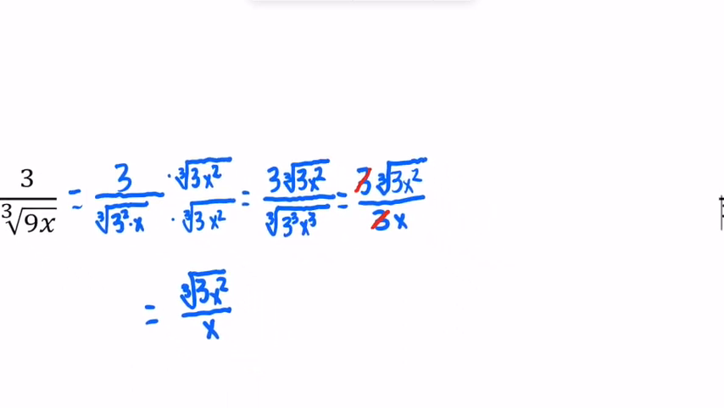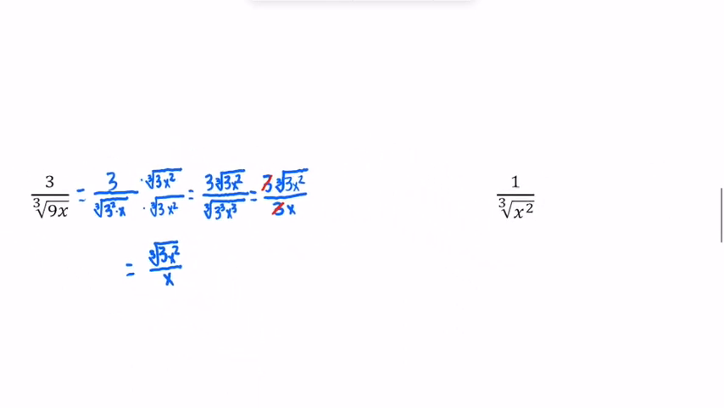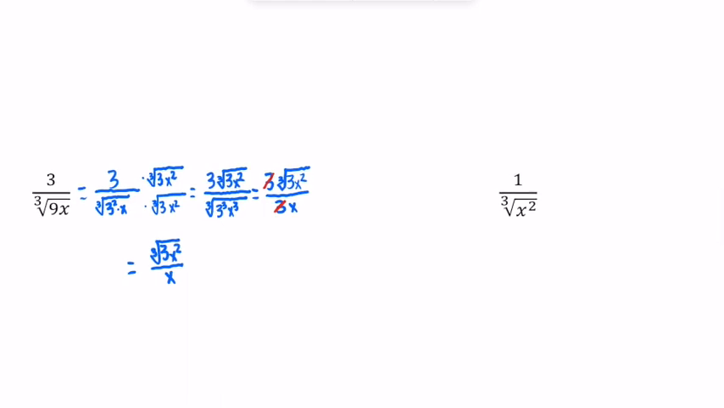If we look at our next problem, we start with 1 over the cube root of x squared. Here we would rather have the cube root of x to the third on the bottom part. We have x squared to begin with. To turn it into x to the third, we multiply the top and bottom by the cube root of x. And now we're going to have what we wanted on the bottom part, the cube root of x to the third. So here we would have the cube root of x on top. In the denominator, the cube root of x to the third is x.